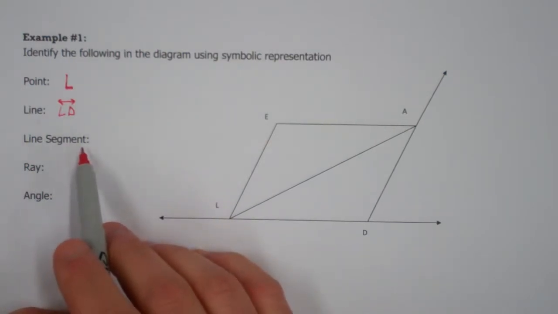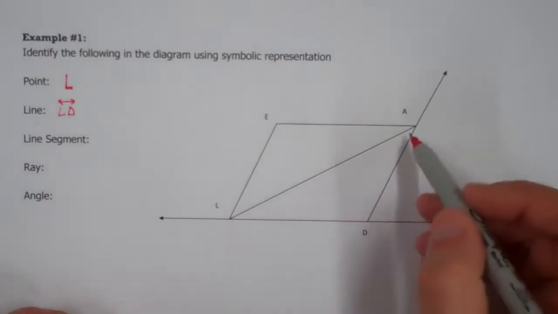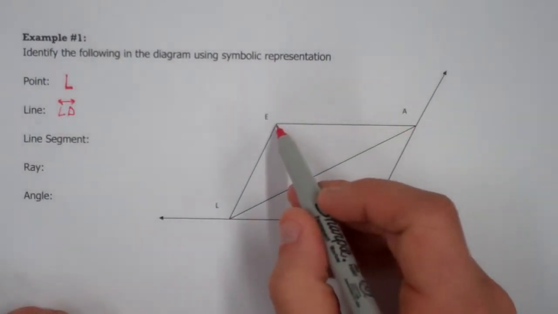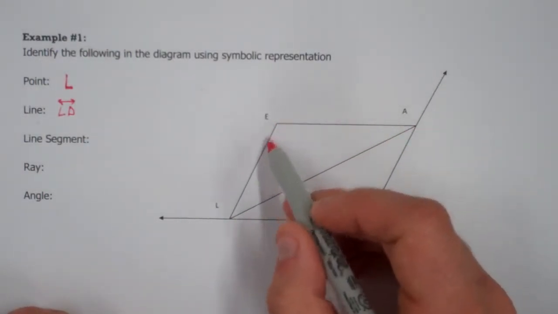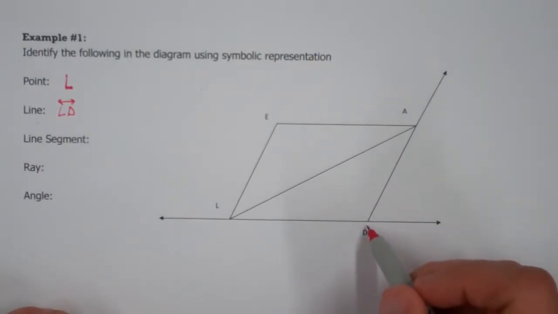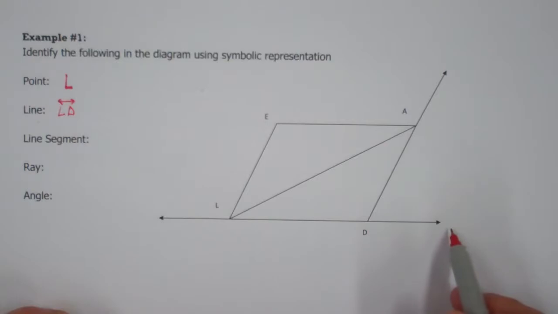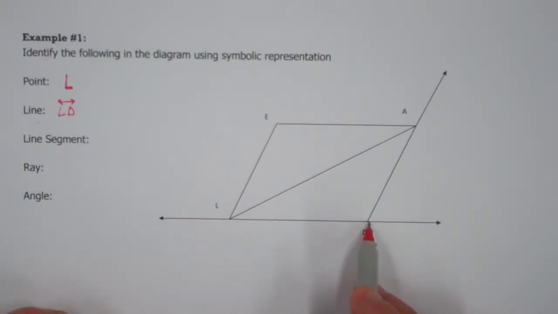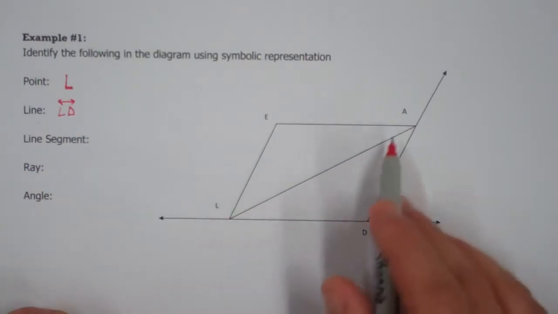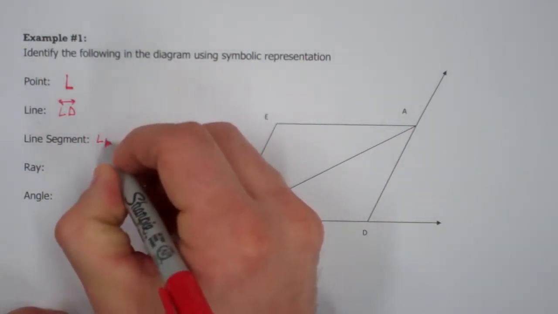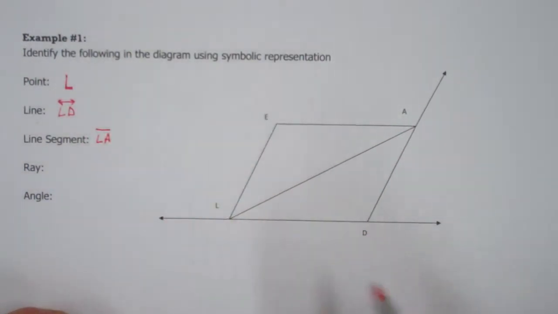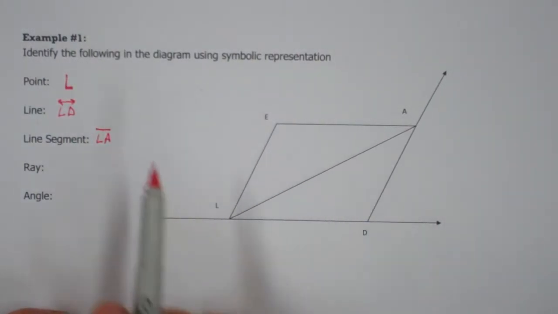There are many line segments. Line segments have 2 endpoints. There's LA, EA or AE, EL. You could do DL, that's fine, even though these ends continue to go this way. If you just list DL or LD, then that would be a line segment. Let's just list LA though. And to name a line segment, you need to put just a regular line over the top without any arrowheads on either side.